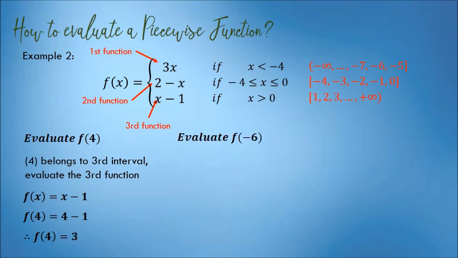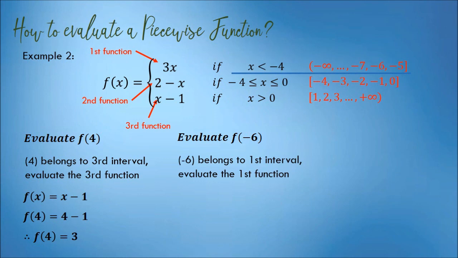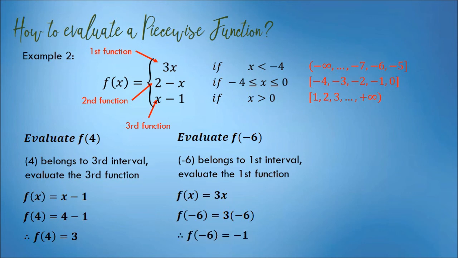Next evaluation. Evaluate f of -6. -6 belongs to the first interval. Therefore, evaluate the first function. That function is f of x is equal to 3x. Substitute -6 to x. Then simplify the answer. 3 times -6 is -18. Therefore, the value of f of -6 is -18.